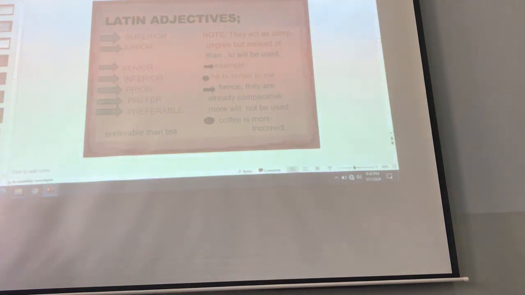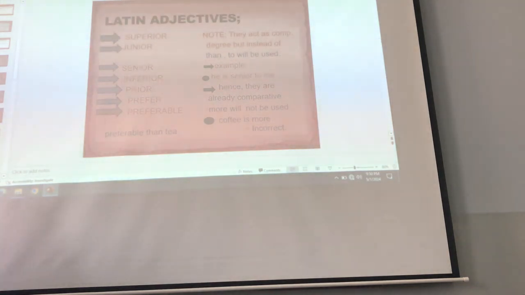And the second point is that we will always use "to" after them, not "than". The reason is that in the Latin language, "to" is used to compare two persons, places, or things. That's why we do not use "than" with Latin adjectives. For example, he is senior to me. So we cannot use "he is senior than me". We have to use "he is senior to me".